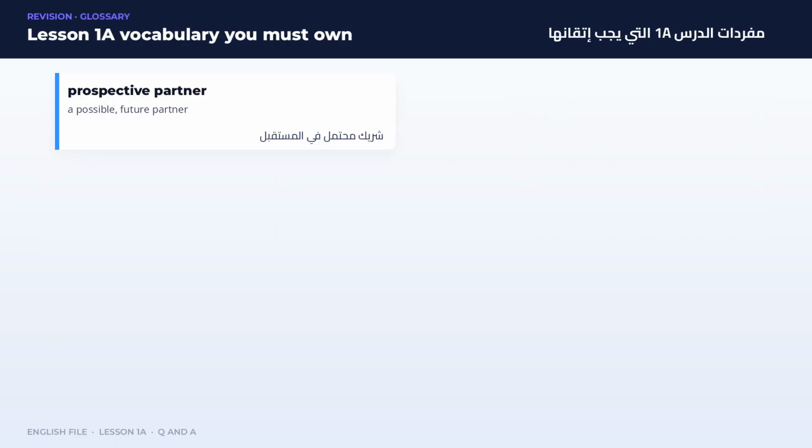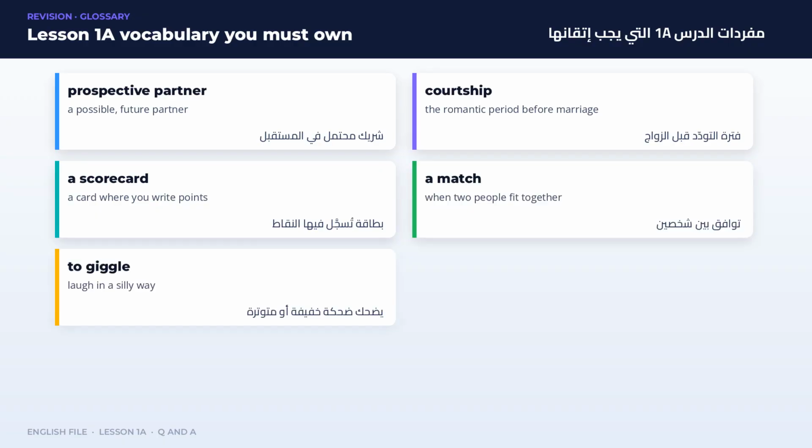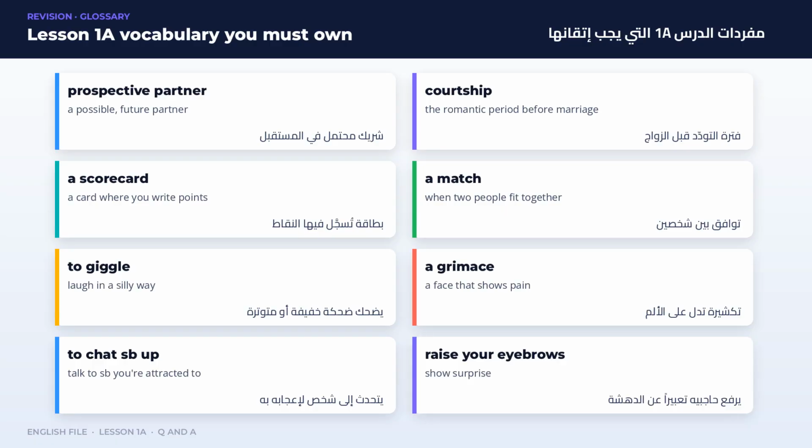Now the lesson vocabulary you must own. A prospective partner is a possible future partner. Courtship is the romantic period before marriage. A scorecard is where you write your points. A match is when 2 people fit together. To giggle is to laugh in a silly way. A grimace is a face that shows pain. To chat someone up is to talk to them because you are attracted to them. And to raise your eyebrows shows surprise.